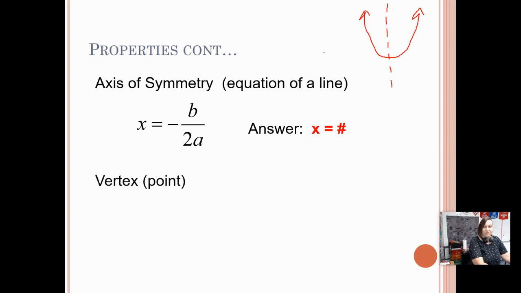On the axis of symmetry, where the axis of symmetry touches the parabola, that's called your vertex. That will either be your minimum, your lowest point, or your maximum, your highest point, depending on which way your parabola opens.